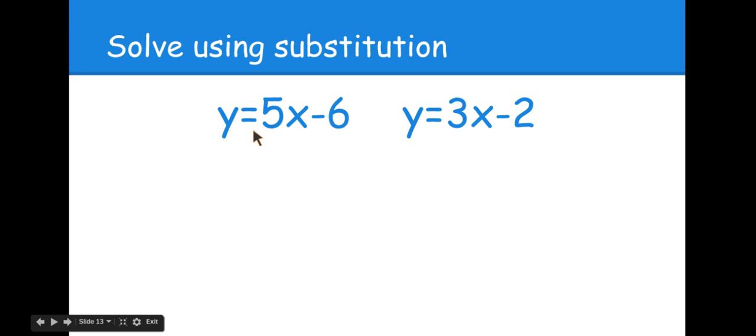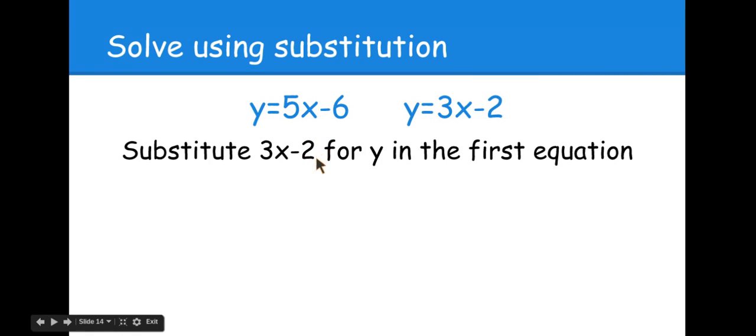We've got y equals 5x minus 6 and y equals 3x minus 2. So I'm going to take this y, and substitute this value in for y. So substitute 3x minus 2 for y in the first equation. So I'm going to take that and plug it in for that y. So we've got 5x minus 6 equals 3x minus 2.